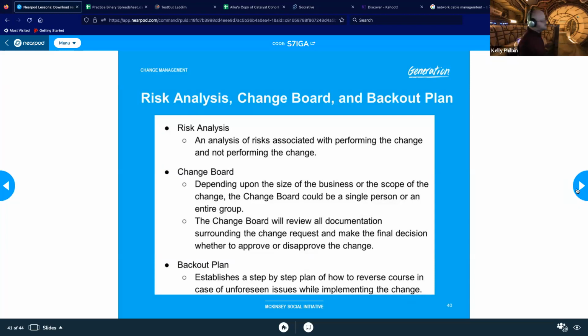We briefly mentioned this before, but depending on the size of the plan and scope of it, you may have a change board, which may be a group of people that will review all documentation, and they will make the final decisions whether to approve or disapprove whether or not the change will occur, or any modifications to the change plan that you've put in place.